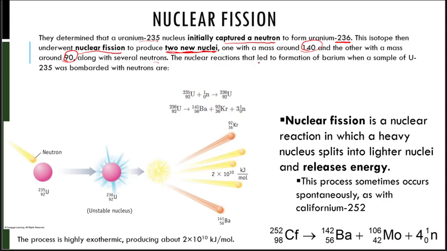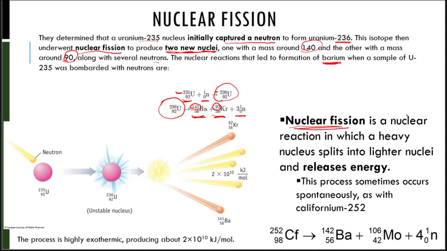The nuclear reactions that led to formation of barium when a sample of uranium-235 was bombarded with neutrons is as follows. Here's my uranium-235. It captured a neutron to form uranium-236. This uranium-236 then underwent fission to form barium, which has a mass of around 140, which is 141, and krypton, there's that mass of around 90, and 3 neutrons.